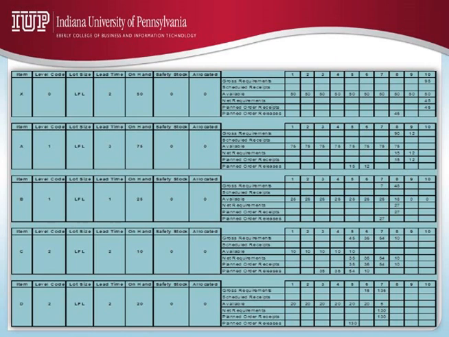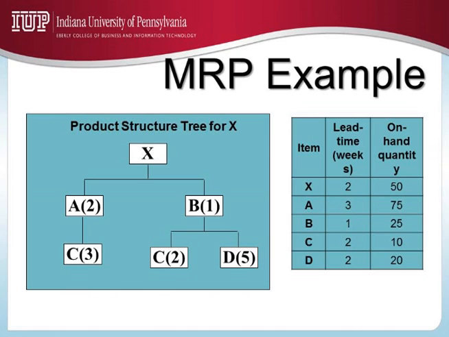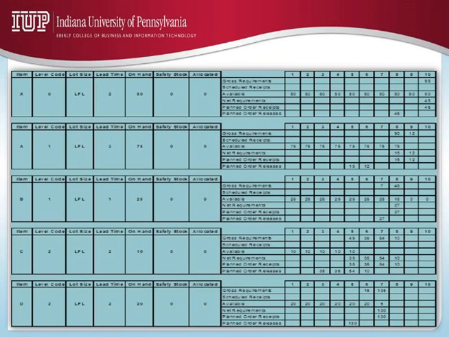What are the children of A and B? A has only one child, C. B has 2 children. It needs 2 C's, 5 D's. A requires 3 C's. So let's go back here and take a look. So now let's look at this. A needs 3 C's. So 15 times 3 is this 45. 12 times 3 is this 36. Now B needs how many C's? 2 C's. 27 times 2 is that 54.